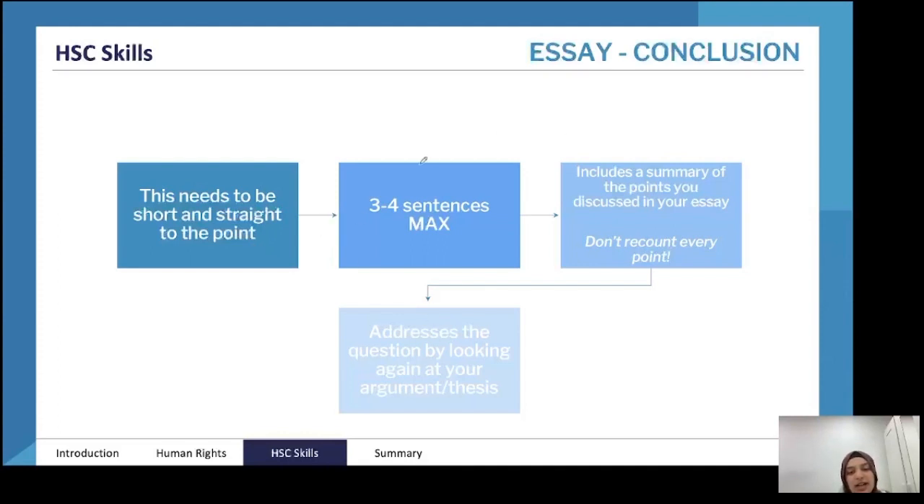3 to 4 sentences max, again, quite short and straight to the point. It includes a summary of the dot points that you've discussed, but you don't need to recount every single point, and especially not in a lot of detail. Just recount briefly what you've talked about, and address the question by looking again at your argument or thesis. So you can just quickly mention it in a few points and then end off by mentioning what your argument or thesis is. So to a certain extent, to a great extent, to a limited extent, whatever it is. All right, so again, something to keep in mind.